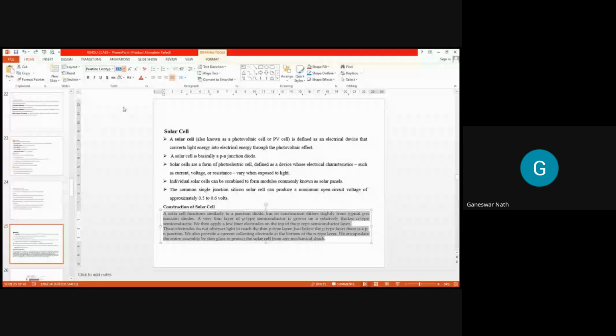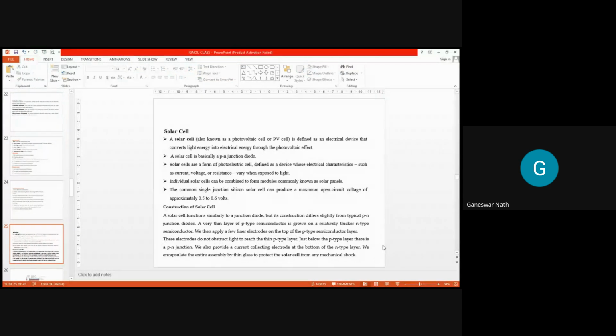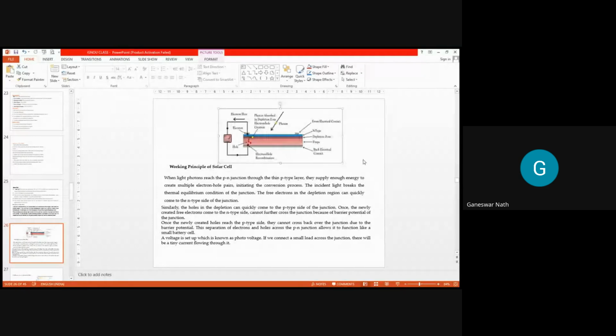Now the construction of a solar cell: basically it consists of a junction diode. A very thin layer of p-type semiconductor is grown over the n-type, as you can see in the diagram. This is called the front electrical contact, this is the back electrical contact, this is the p-type layer, and this blue color is the n-type, and you can see a deep red color here. This is called the depletion zone.